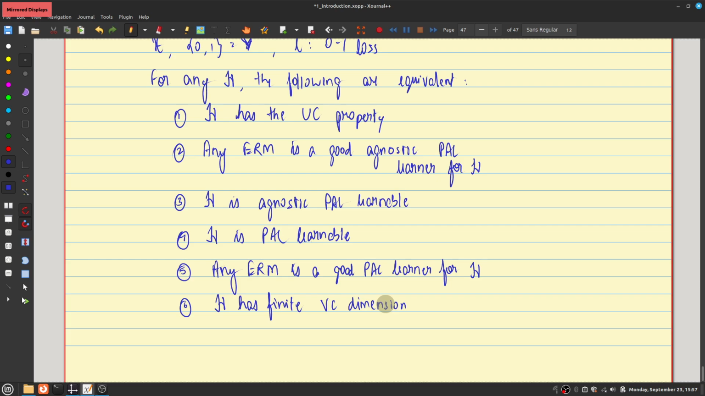So what I'm saying is that when I say that the following are equivalent, it means that if one of these is true for that particular hypothesis class, then it means that everything else is true. So if H satisfies any one of these properties, then it also satisfies the remaining 5 properties.